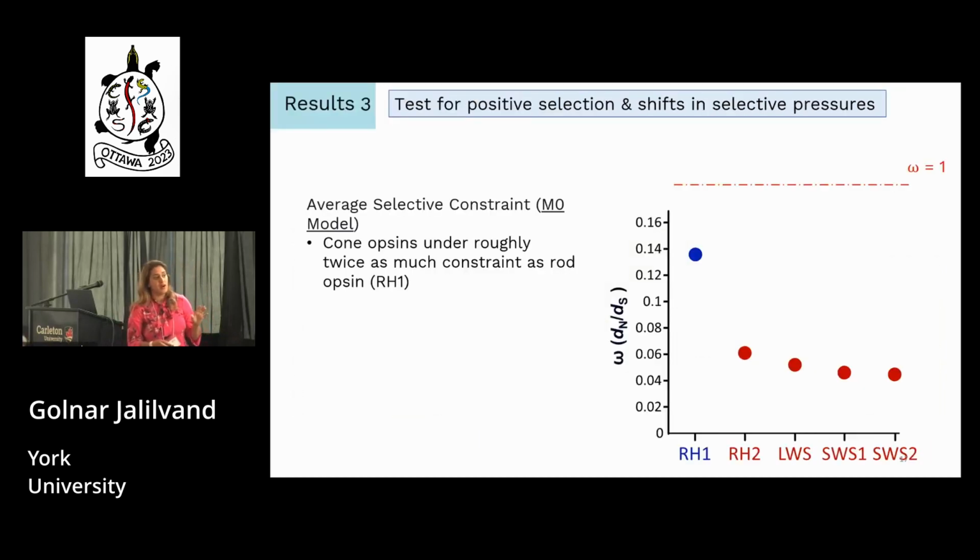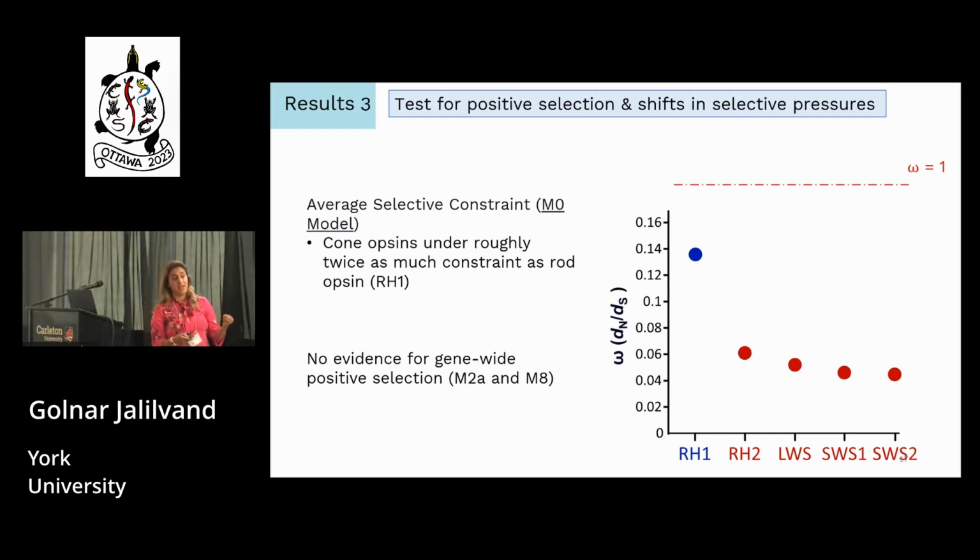For the results of M0 to test for average selective constraint, you can see all the omega values are below 1. So they are all under negative purifying selection, meaning they are more conserved. And cone opsins are under roughly twice as much constraint as rods, meaning they are more conserved than rods. And M2A and M8 showed no evidence for gene-wide positive selection.